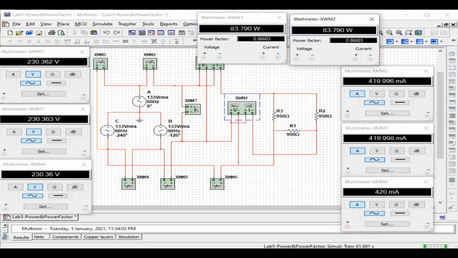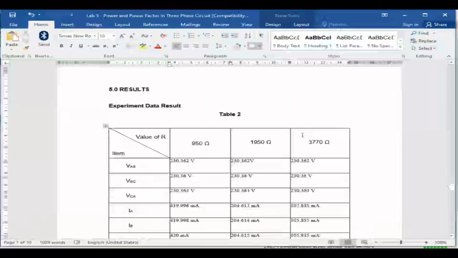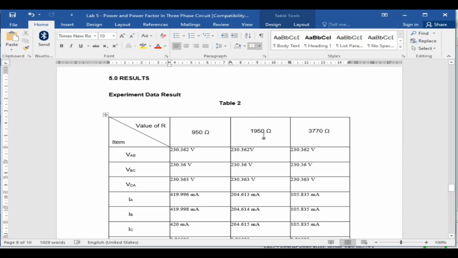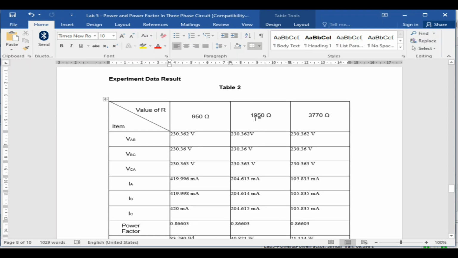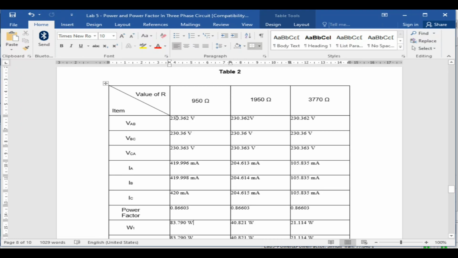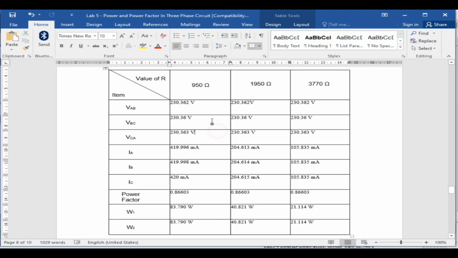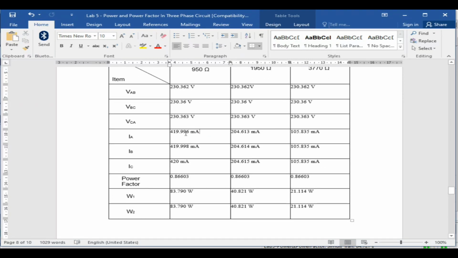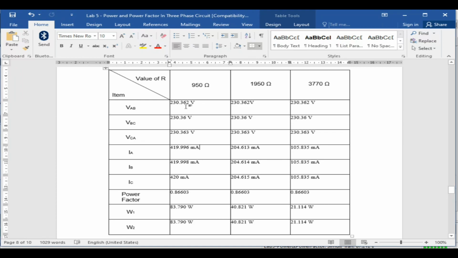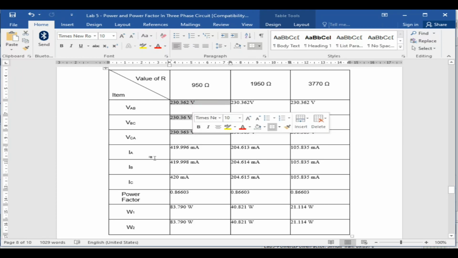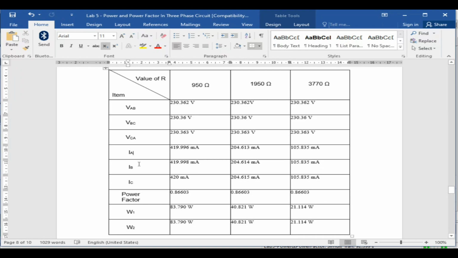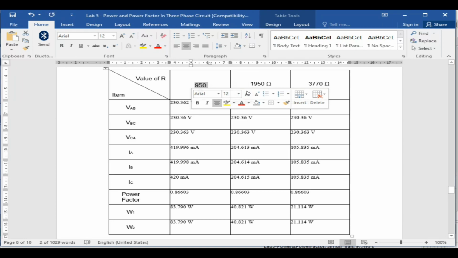Next we move on to the table for the experiment data results for the other resistor values. What we can deduce from this table is that there are no differences in voltage and current. As we can see from voltage AB to CA, the difference is very minimal. The same could be said for current IA, IB and IC for the given values of resistor of the circuit.